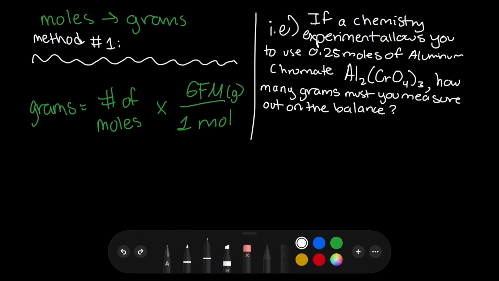So let's do a practice problem. It says, if a chemistry experiment allows you to use 0.25 moles of aluminum chromate, how many grams must you measure out on the balance? The important information that we have here is that it says 0.25 moles of aluminum chromate, and here is the compound, and it's asking how many grams must you measure. So in this question, we're going to be converting moles to grams.